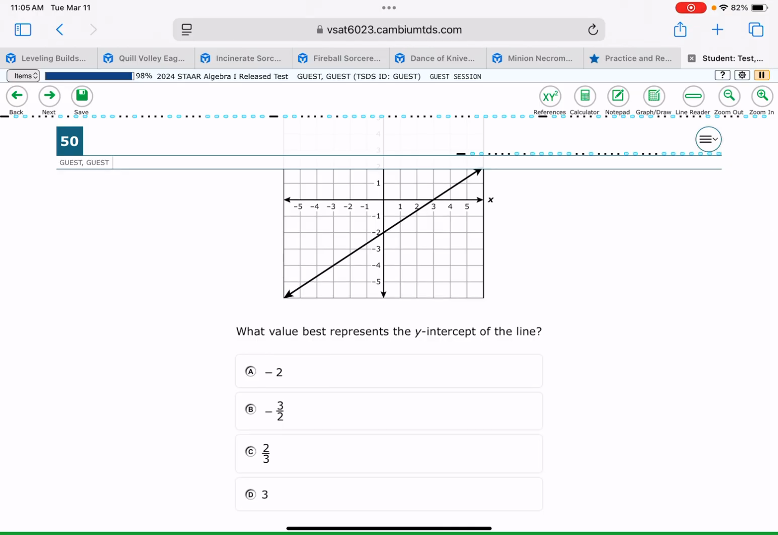What is the y-intercept of the line? The y-intercept of the line is -2.